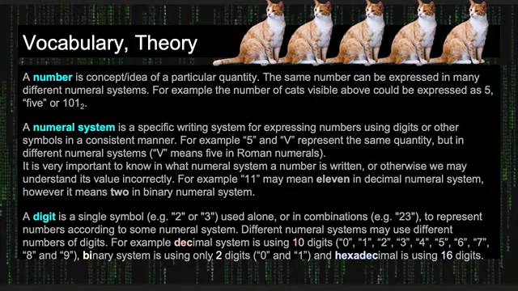A numeral system is a specific writing system for expressing numbers, using digits or other symbols in a consistent manner. For example, the digit 5 and Roman numeral V represent the same value, just in different numeral systems. It is very important to know in what numeral system a number is written, or otherwise we may understand its value incorrectly. A digit is a single symbol used to represent numbers according to some numeral system. You may think of digits as the building blocks of numbers in the same way as letters are the building blocks of words, at least in the English language.